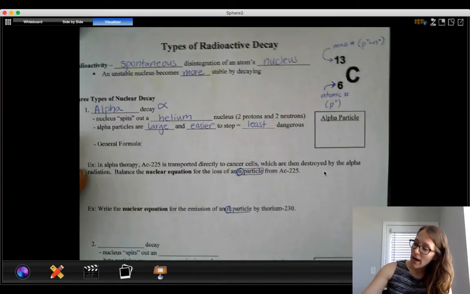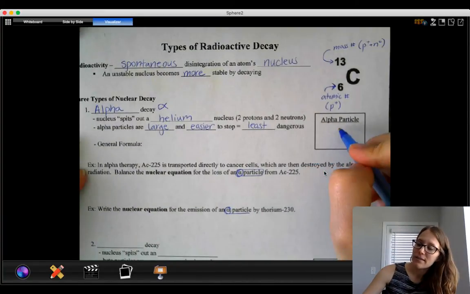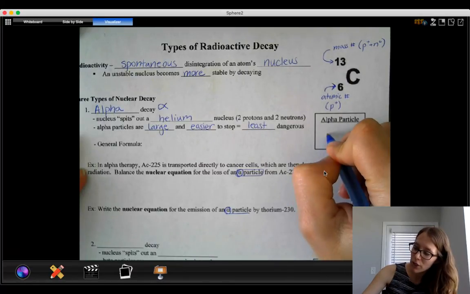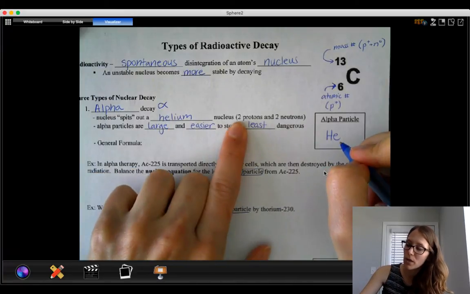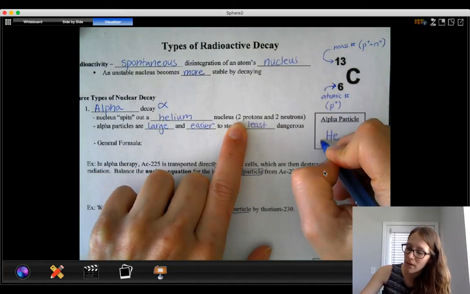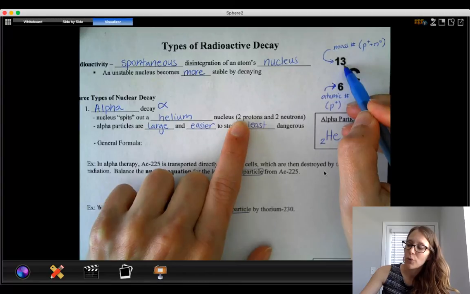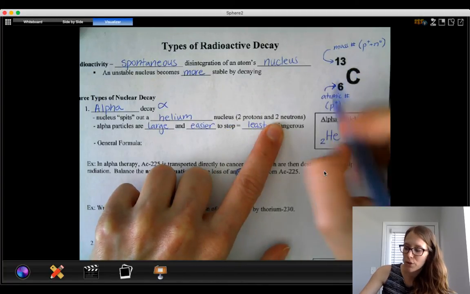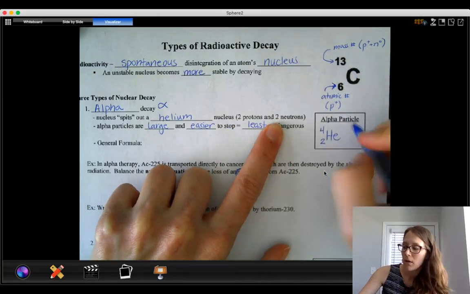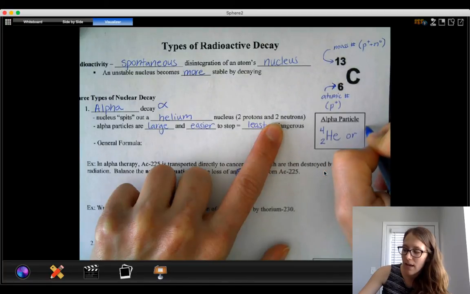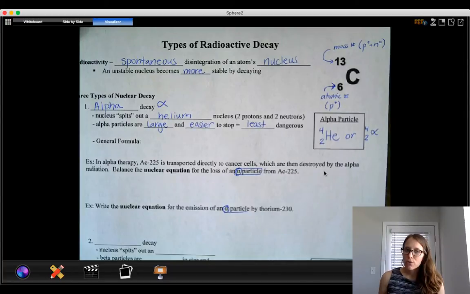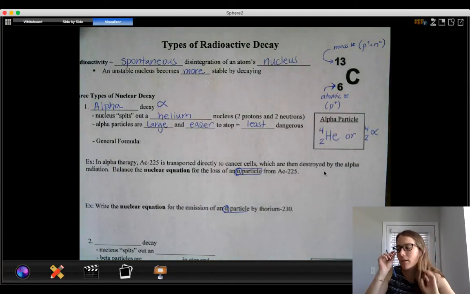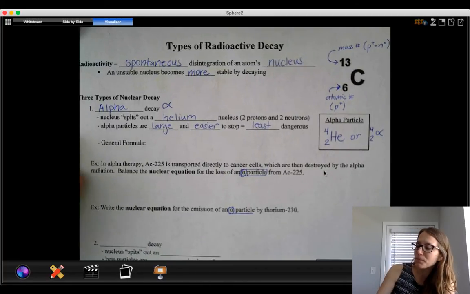All right, so for alpha particles, we can write the symbol two ways. Either as He, because it's helium, with 2 protons, so the atomic number goes on the bottom, and then the mass number, 2 protons and 2 neutrons, 2 plus 2 is 4, goes on the top. You could also write this as 4, 2, and then the alpha symbol instead of He. That's totally a personal preference. I'm going to write He instead of the alpha symbol.